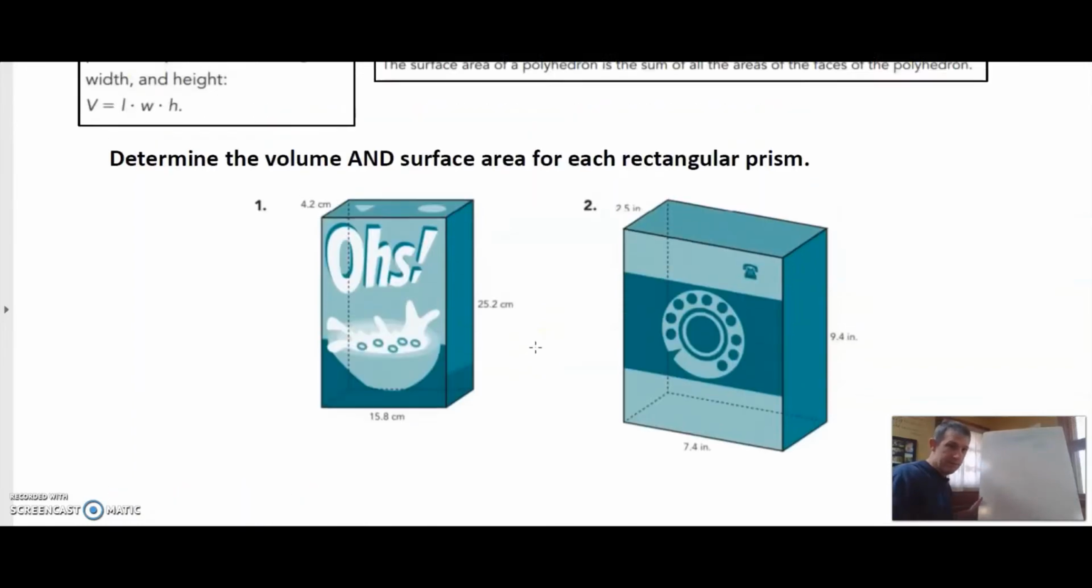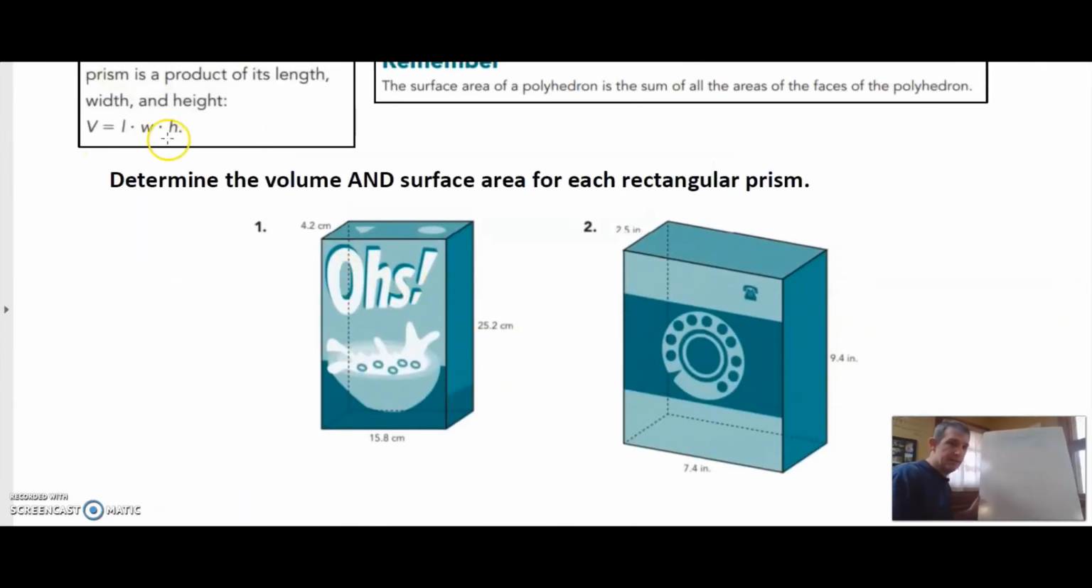We want the volume, which it says right here is length times width times height.